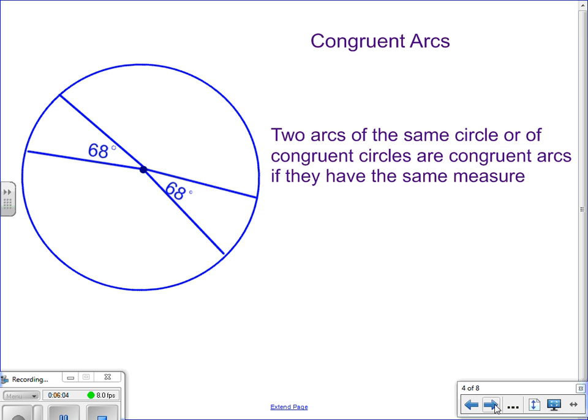Okay? And then here it says that you can have 2 arcs of the same circle, or you can have arcs of 2 congruent circles. Just make sure you understand, to be congruent circles, you have to have the same radii. Okay, so it can be in the same circle, or it can be in 2 different ones, and you can still have arcs that are going to be the same measurement.